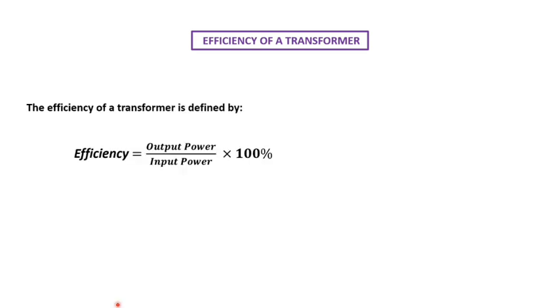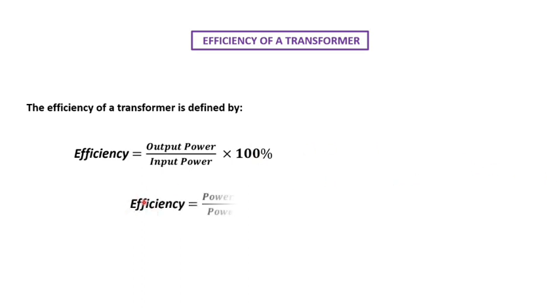The efficiency of a transformer. The efficiency of a transformer is always less than 100% because of the losses in the transformer. The efficiency of a transformer is defined as efficiency is equal to output power over input power times 100%.